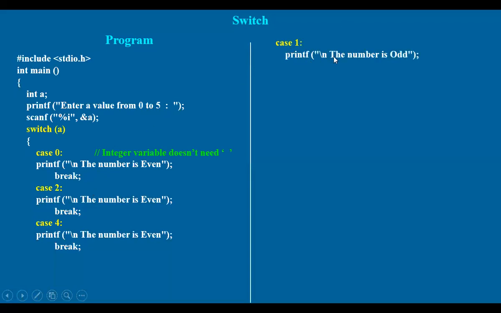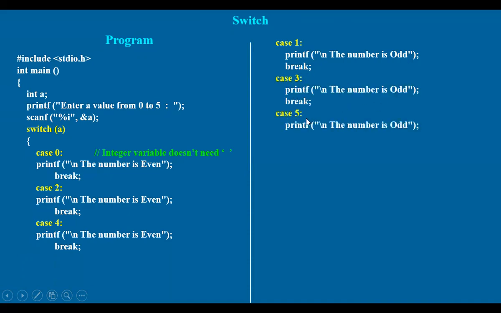It is printing that the number is odd. Break again. Case 3, the same value is written. Case 5, the number is odd. So all the odd and even numbers for the value of A have been identified and written as different cases here. Okay, now break and close it.